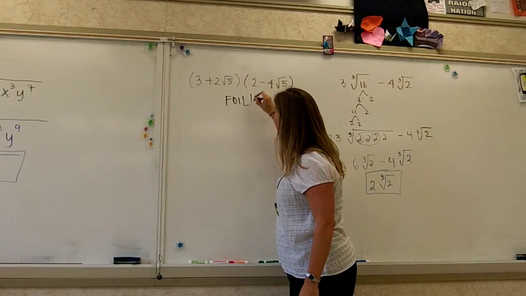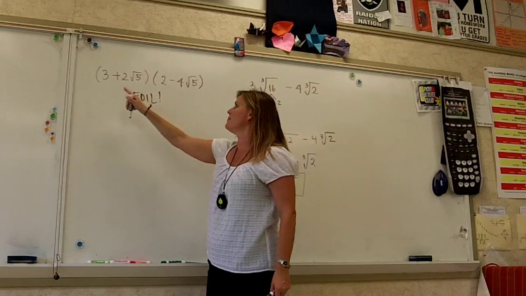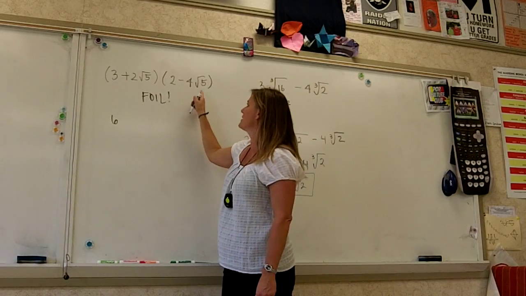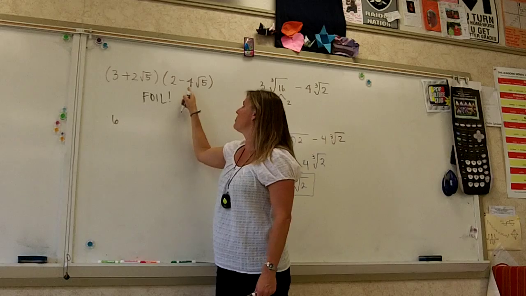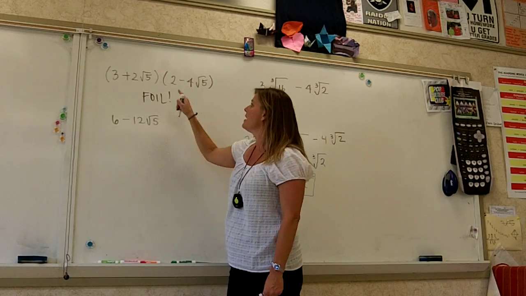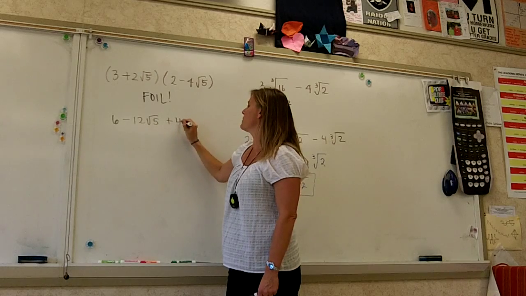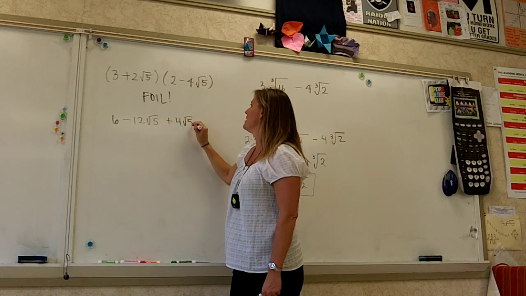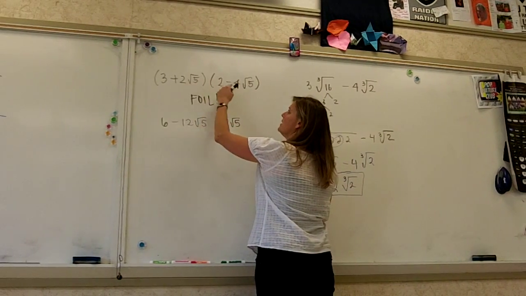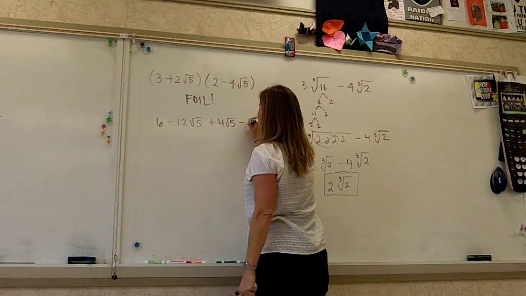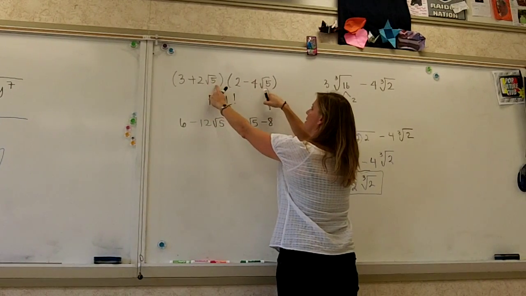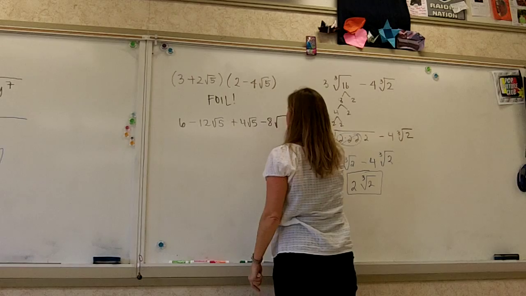All right. FOIL. Okay, so that means the first ones are 3 times 2, which is 6. The outside terms is 3 times negative 4, negative 12, root 5 goes along for the ride, plus 4 root 5, the inner parts. And then now these ones are the hard ones to multiply, so I get 2 times negative 4, that's negative 8. And then multiply the outsides together and multiply the insides together, times the square root of 25.